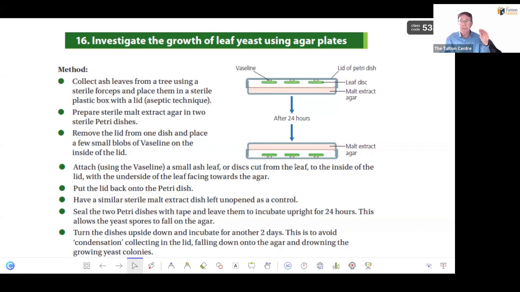Ash leaves is the usual thing, but lots of leaves have leaf yeast on them. The leaf yeasts are growing on the underside of the leaf. So when you're attaching the leaves to the lid, you want to make sure that the underside of the leaf is pointing toward the malt extract agar. Put them in the incubator for 24 hours upright, then turn them over for another couple of days. What kind of temperature? 20 degrees. That's what leaf yeast is like. When you come back, what do they look like?